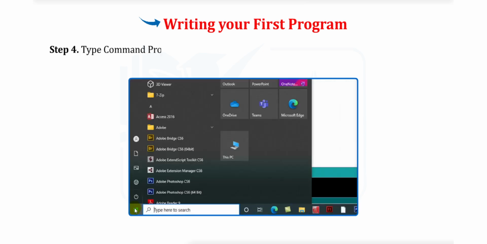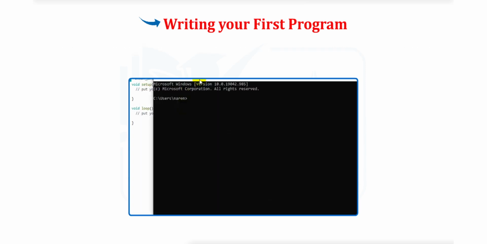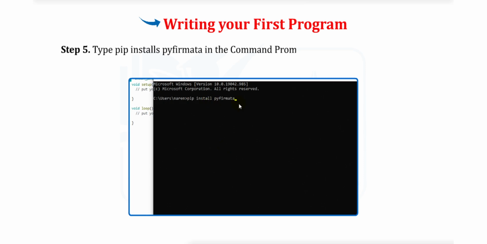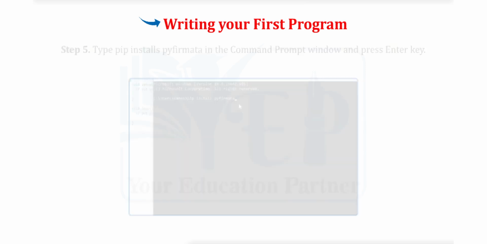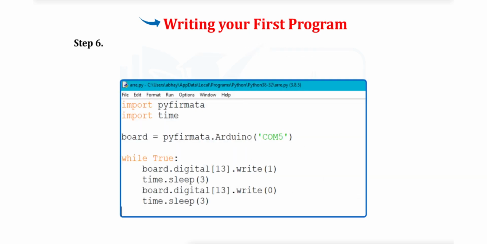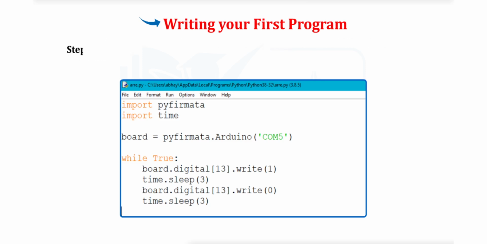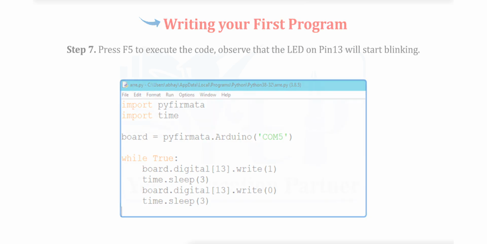Step 4. Type command prompt in the search box and click on the Run as Administrator option. Step 5. Type pip install pyfirmata in the command prompt window and press Enter key. This will start the downloading process. Step 6. Once the downloading process is complete, open the Python IDE and write the following code. Step 7. Press F5 to execute the code. Observe that the LED on pin 13 will start blinking.